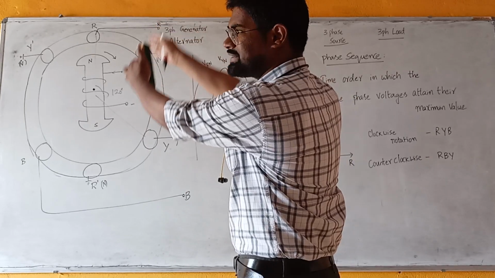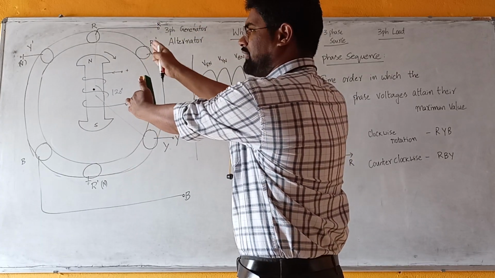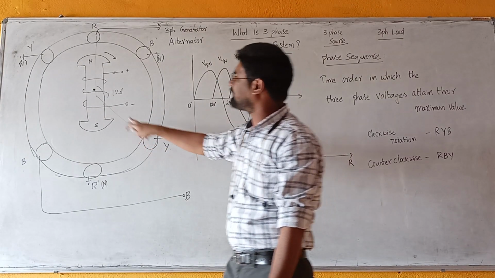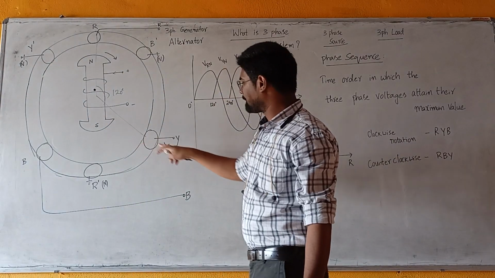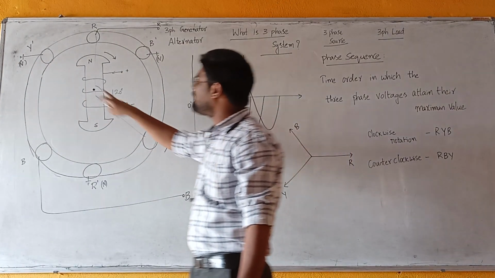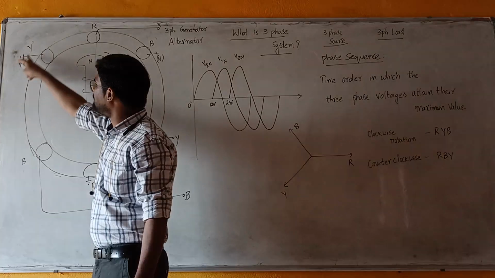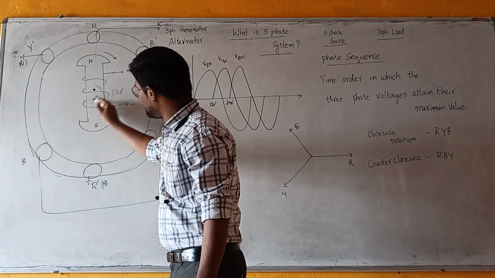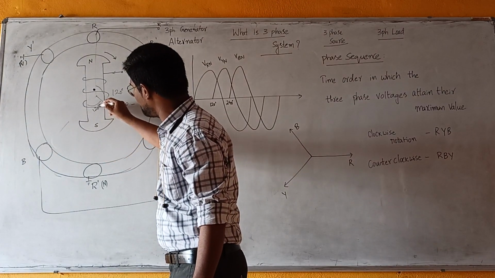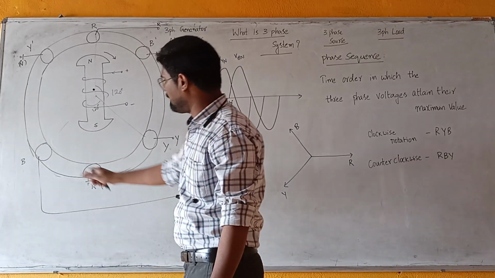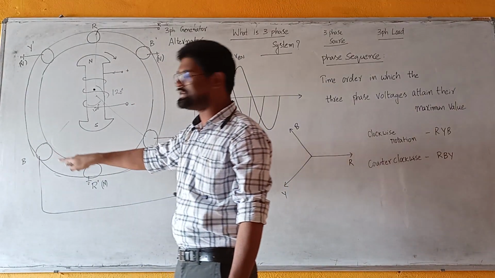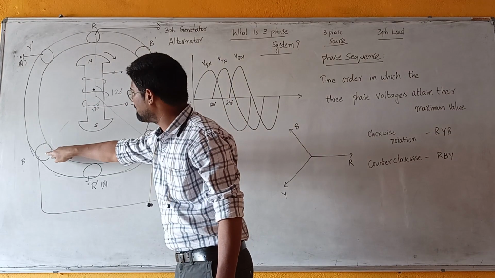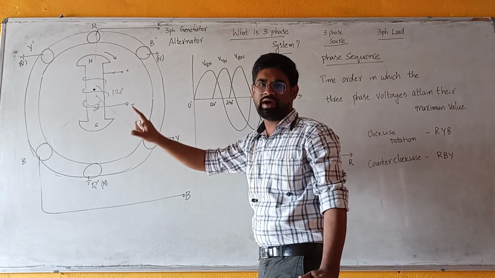First we place the first set of conductor, then we take a physical displacement of 120 degrees, and then we place the second set of conductor. For the second winding, the starting point is Y, the ending point is Y dash, and the ending point is connected to the neutral point. Similarly, again we take a physical displacement of 120 degrees and place the third set of conductor. What is the third set of conductor? It is B, B dash. B dash is the third winding.